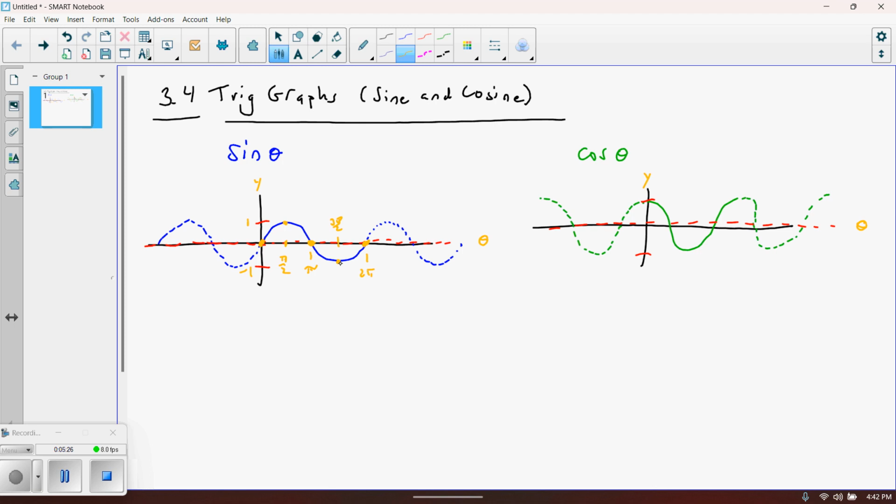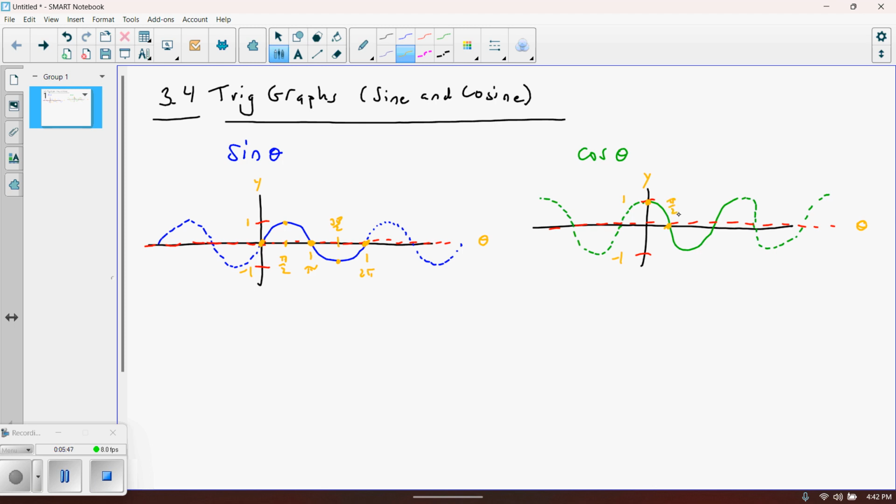The same general idea is going to happen with cosine. Again, the top and the bottom are going to have values of 1 and -1. So when the angle is 0, cosine's value is 1. Cosine at pi halves, which is right there.